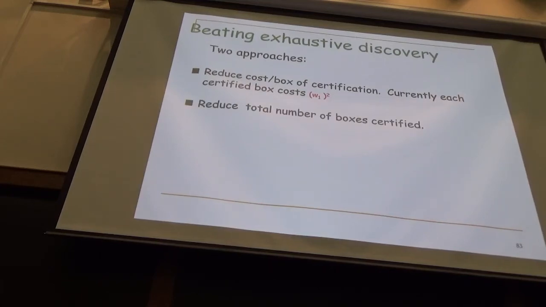So we're going to reduce the cost. Right now we are paying w1 squared to certify intervals. So we want to reduce the cost per box of certification. And the other thing is we want to reduce the total number of boxes certified. So we want to try to make progress, and we're going to do a combination of these.